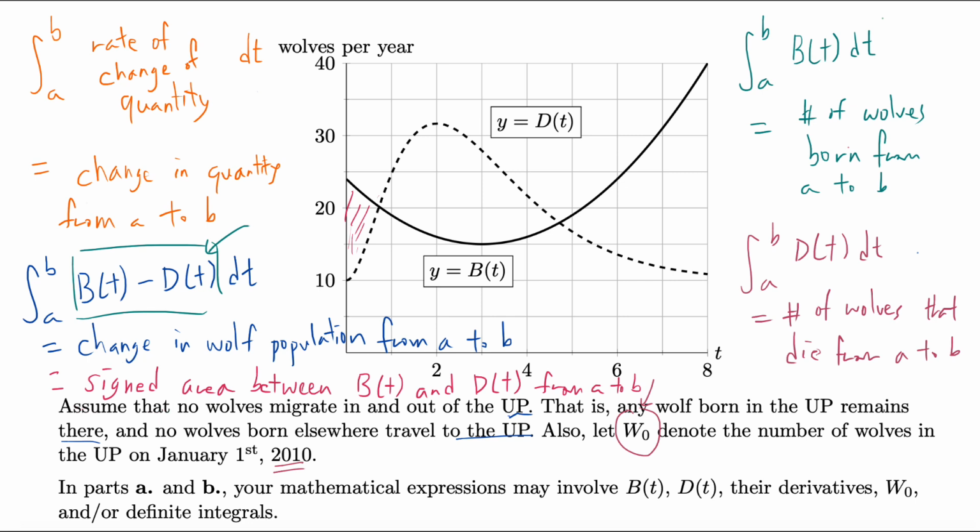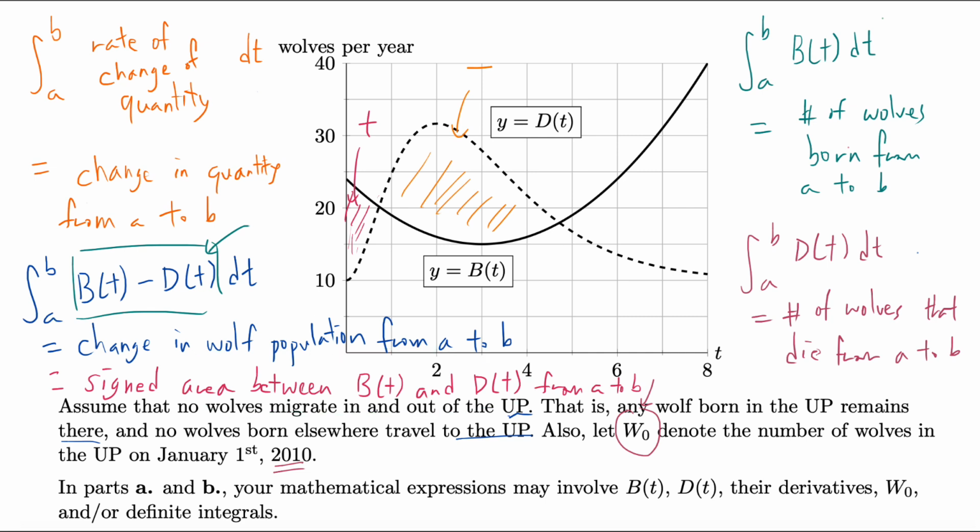So area is always positive, but you're going to either multiply that by +1 or -1, depending on the correct interpretation. Here, the population is growing because B of t is larger than D of t. So here you should take this area with a positive sign. Whereas if you look at this region, this area should be taken with a negative sign because you have a population decay.